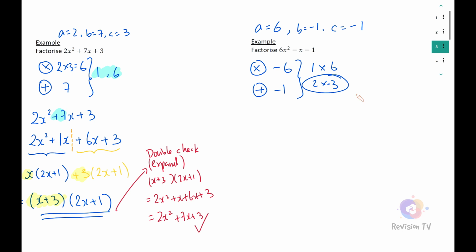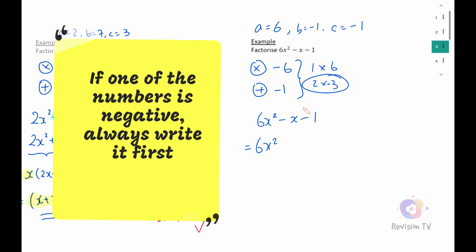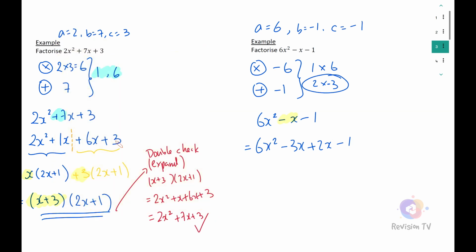Okay, so I'm going to rewrite the question again. Next, I'm going to split the middle term. Now, if I have a negative number, I'll always put it first. The reason is you can avoid a silly mistake. So trust me, just put the negative number first if you can. So minus 3x plus 2x minus 1. The minus x now becomes minus 3x and plus 2x. Again, if one of them is negative, put the negative number first.